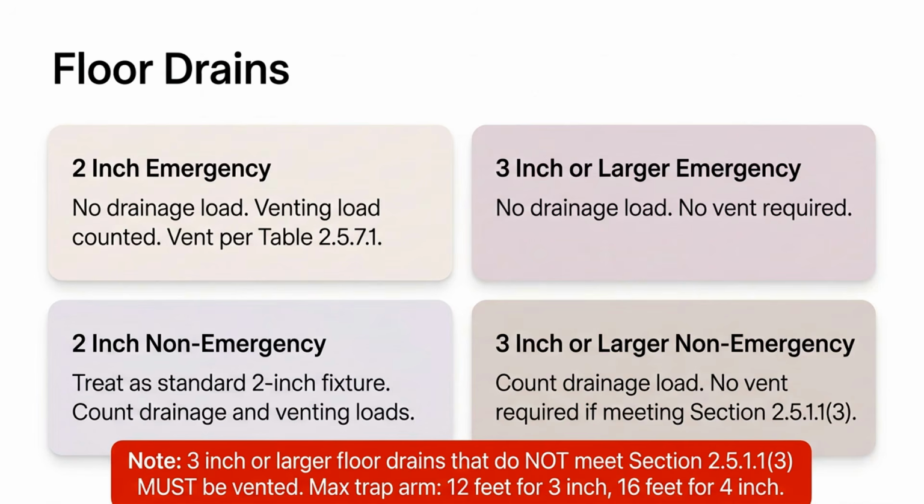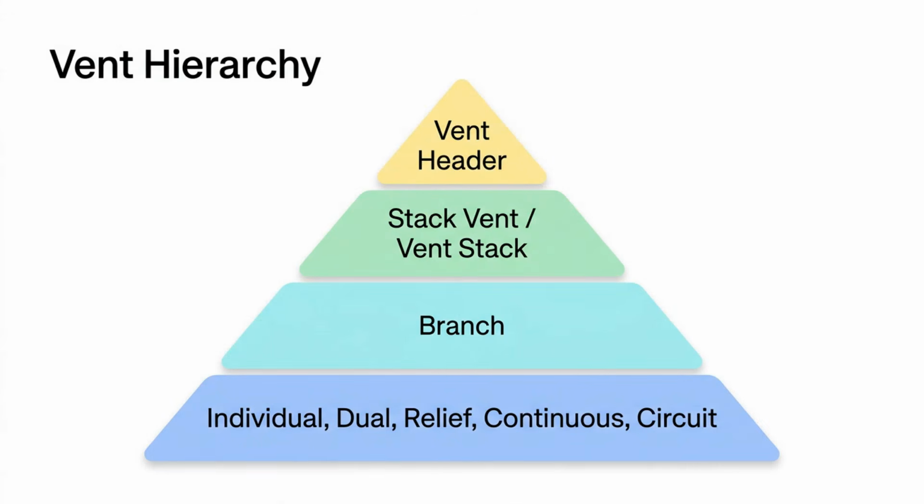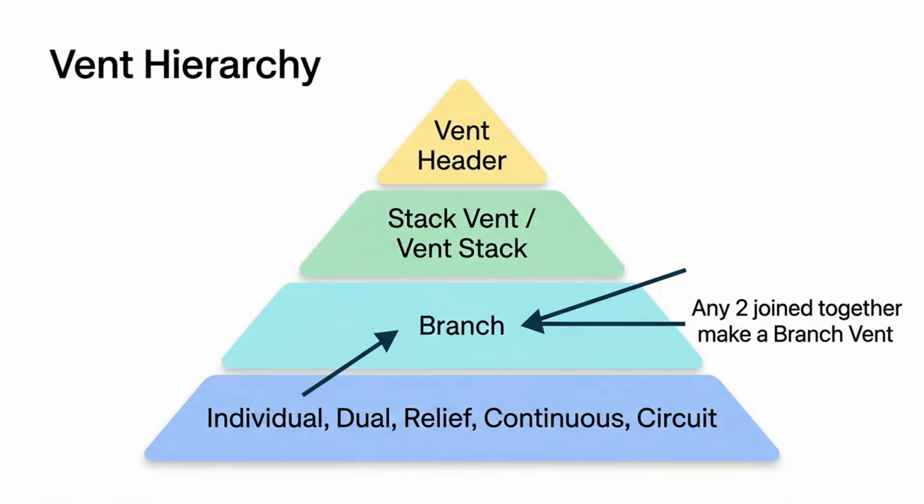Understanding how vents combine is easiest when visualized as a hierarchy. At the base, we have our foundational vents: individual, dual, relief, continuous, and circuit. Any of these can run independently to open air, or they can combine. When you join any two of those foundational base vents together, they become a branch vent. Furthermore, if you join two branch vents together, they simply remain a larger branch vent.